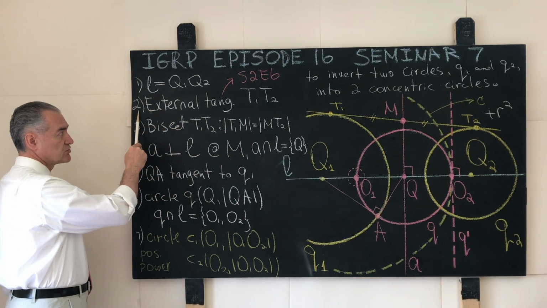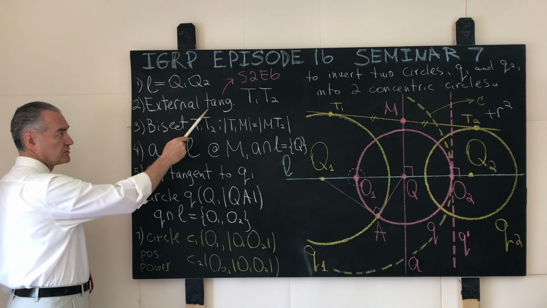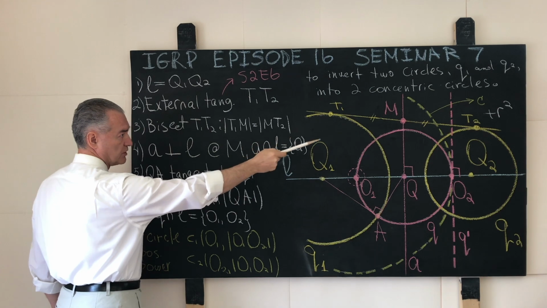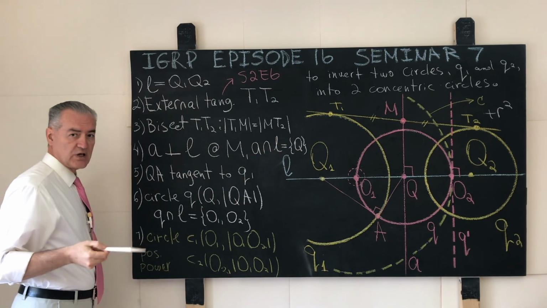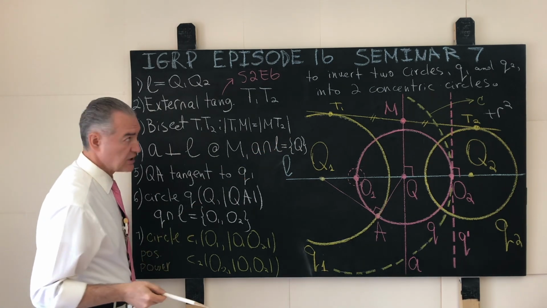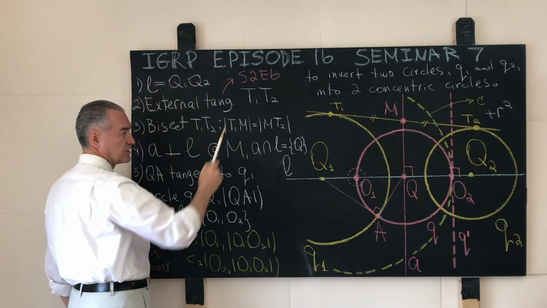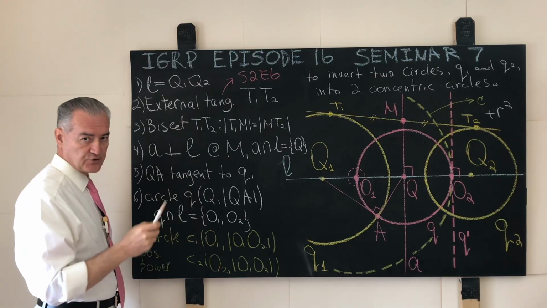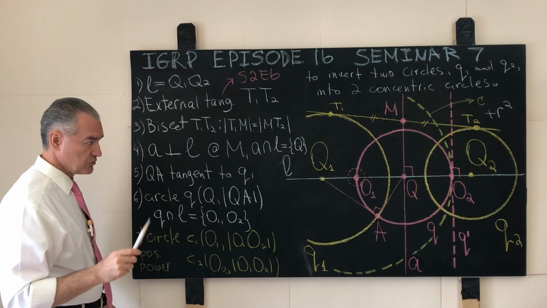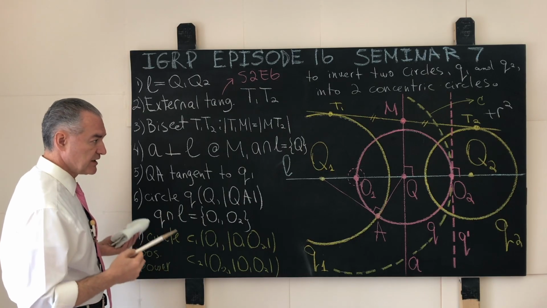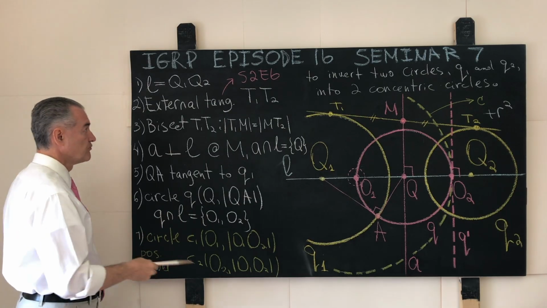Step number two, construct the one external tangent T1, T2 to the input circles Q1 and Q2. If you do not know how to do that, on this channel in Season 2, Episode 6, we explain how to construct both internal and external tangents. There are several ways to do it. Which one you pick, it doesn't really matter. Fundamentally, this task can be done with Euclidean tools alone.